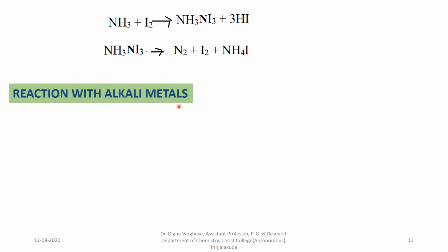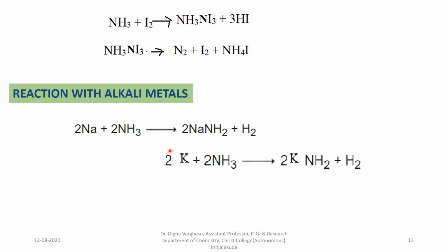Reaction with alkali metals. Ammonia reacts with alkali metals to yield alkali amide and hydrogen. First, the reaction with sodium metal: it will react to give sodium amide, that is sodamide, and hydrogen. And if potassium is taken as the alkali metal and treated with ammonia, it will give potassium amide and hydrogen.